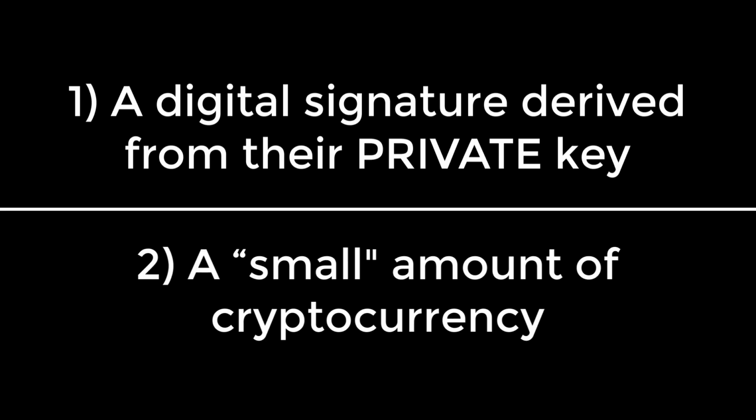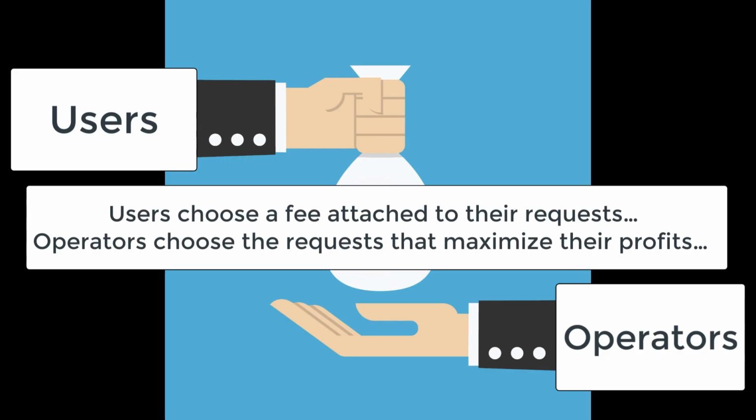One, a digital signature derived from the private key of their wallet to prove to the system that an action that affects their account has been approved. And two, a small amount of cryptocurrency that depends on the blockchain being used. The small amount of cryptocurrency alluded to in point 2 is paid by users to the operators of a blockchain and is how the operators of the computers running a blockchain system are financially compensated for their service.